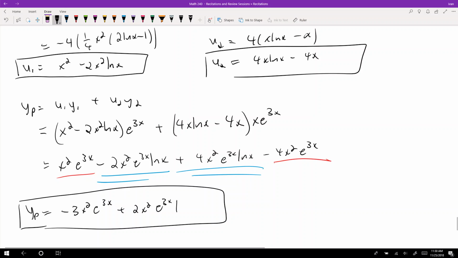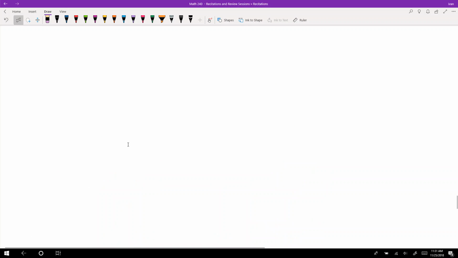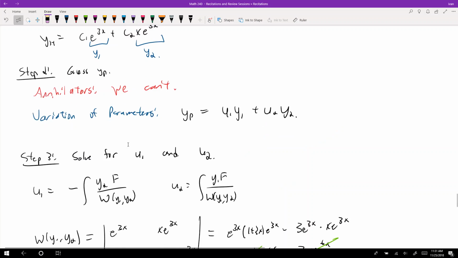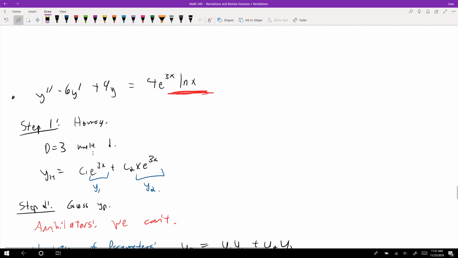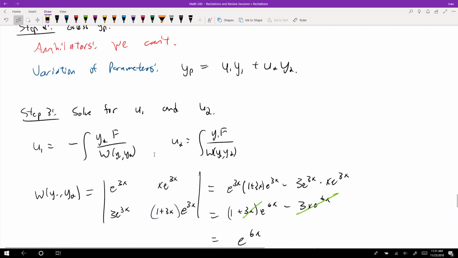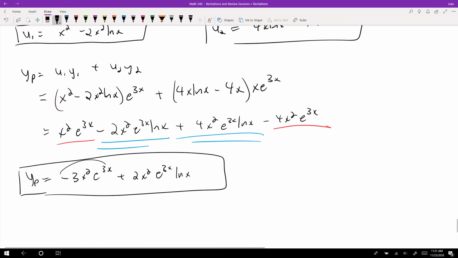So let's make that look a little better. Negative 3x squared e to the 3x plus 2x squared e to the 3x ln x, and we have to make sure that none of this is in the homogeneous solution, and it should not be. Where did my screen go? Yeah, it's not, right? C1 e to the 3x, C2 x e to the 3x. This down here is x squared e to the 3x, so that's fine. And then this ln x term, of course, can't be in the homogeneous.